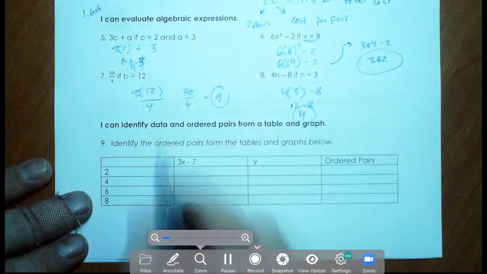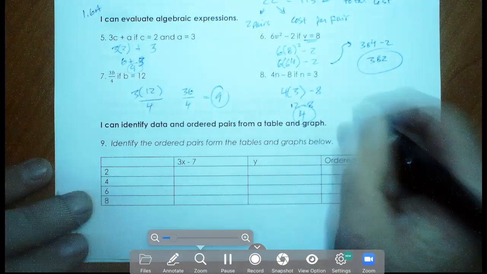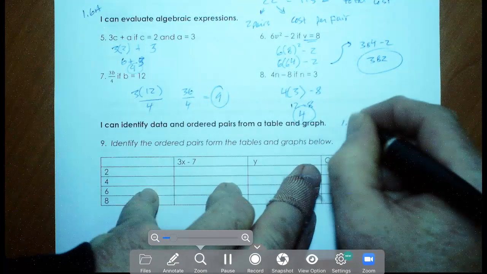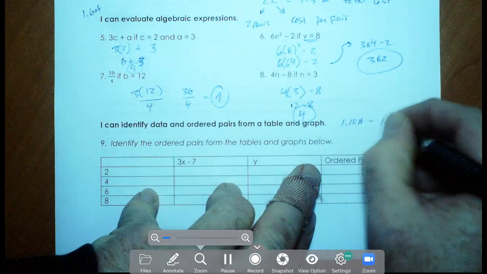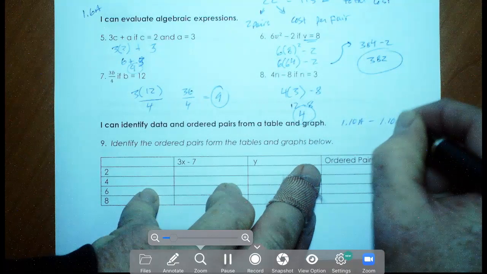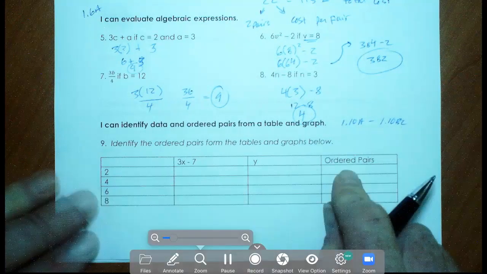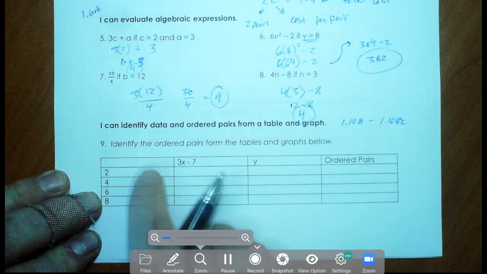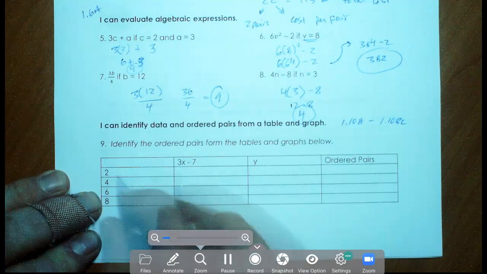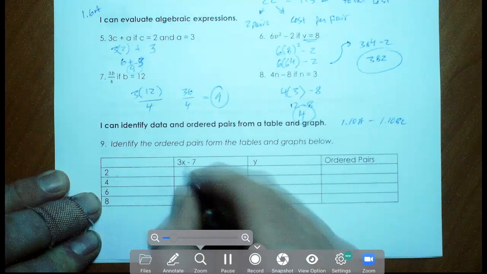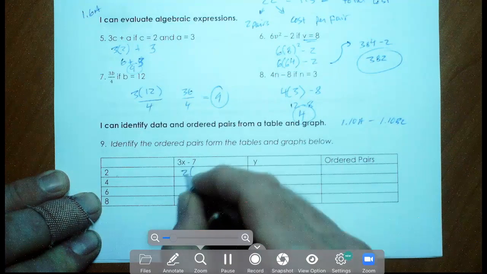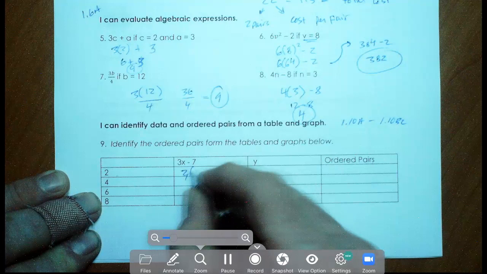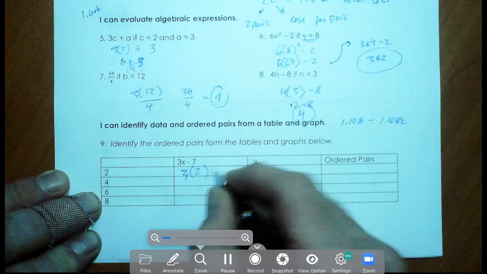I can identify data in ordered pairs from a table and graph. So all of these are going to be 1.10a through 1.10b2. So there's a whole bunch of targets with these things. Here's what they want to do. They want you to plug the 2 in and figure out what the y is. So we'll just put parentheses, just like we did before. Here's 3. 3 times 2 in parentheses minus 7.